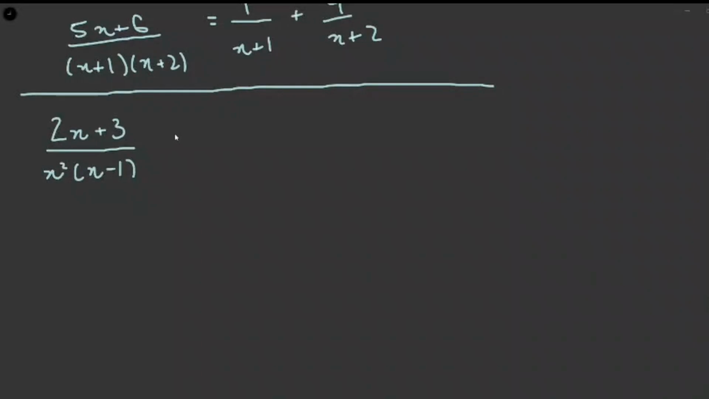Let's look at how to solve partial fractions with repeated factors. Repeated factors is basically when any value or variable in our denominator has a power greater than 1. So here we have x and it has a power greater than 1.